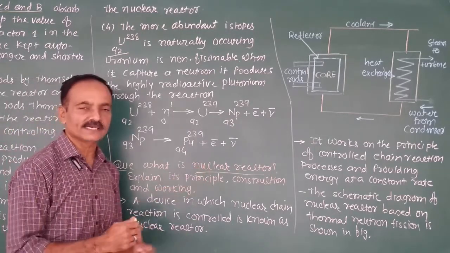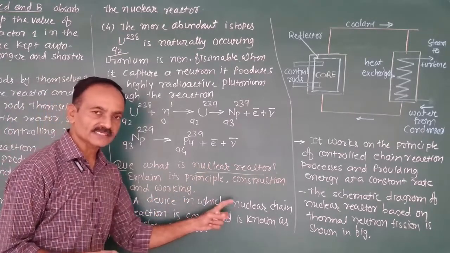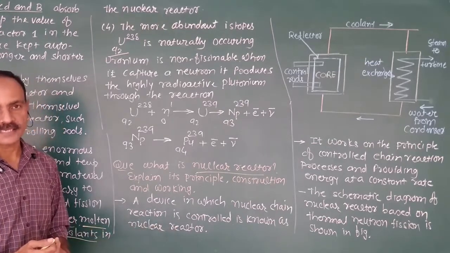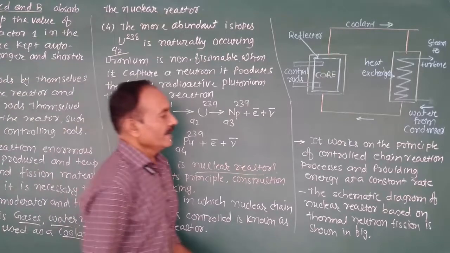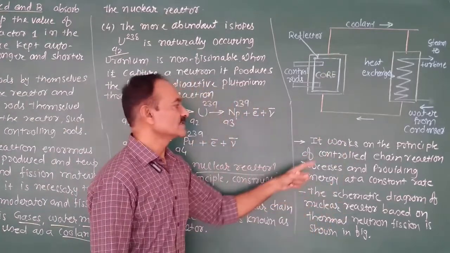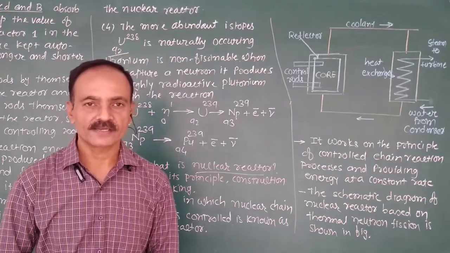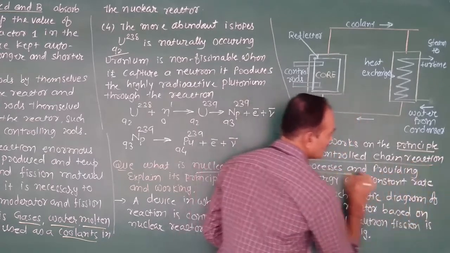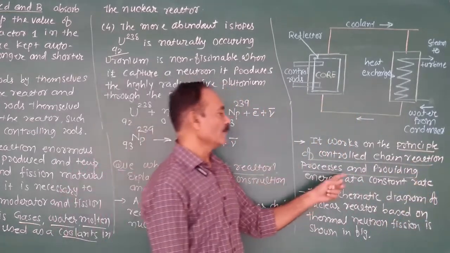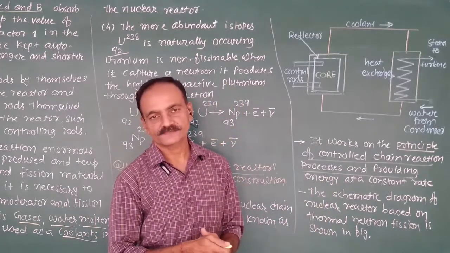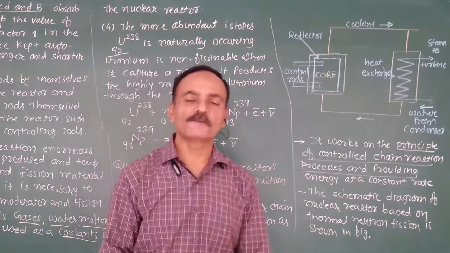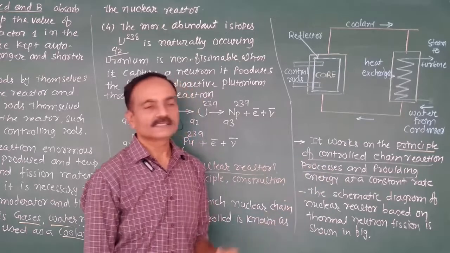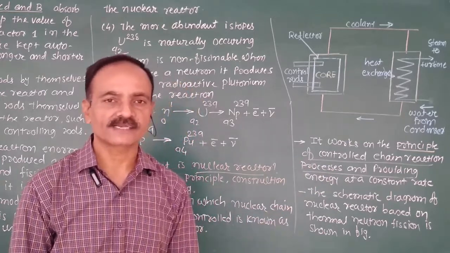Again, the definition of nuclear reactor: a device in which nuclear chain reaction is controlled is known as a nuclear reactor. Okay. Now, the nuclear reactor works on the principle of controlled chain reaction. Again, the principle of nuclear reactor is the controlled chain reaction process and providing the energy at a constant rate.